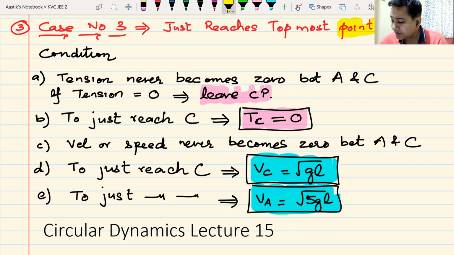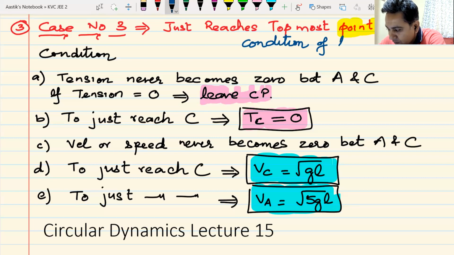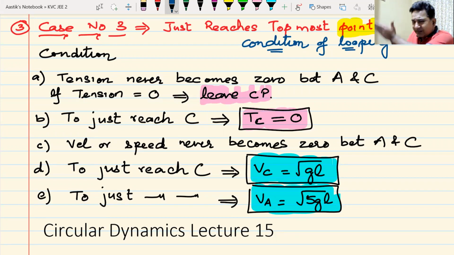I have to just reach the topmost point C. This is also known as the condition of looping. Have you heard this term, condition of looping? This is also known as the condition of looping or condition of completing the circle. What speed do I need at the lowest point so that this body completes the circle, somehow reaches the topmost point? Now the condition for looping at the highest point, the tension should become 0.